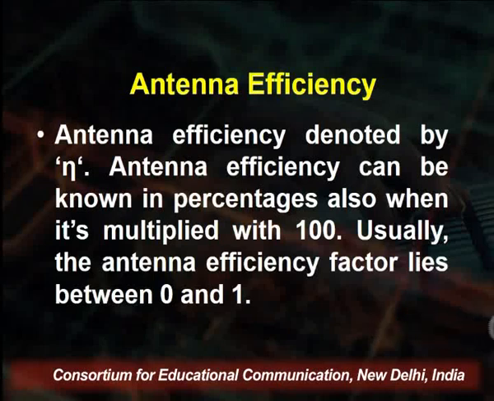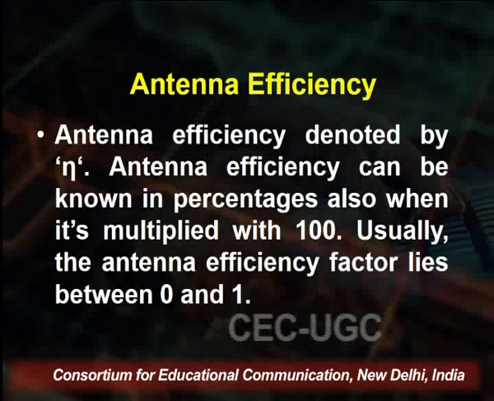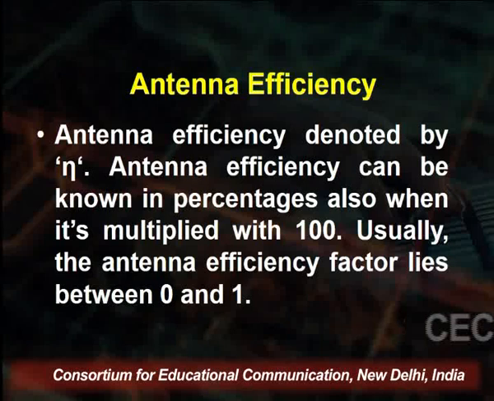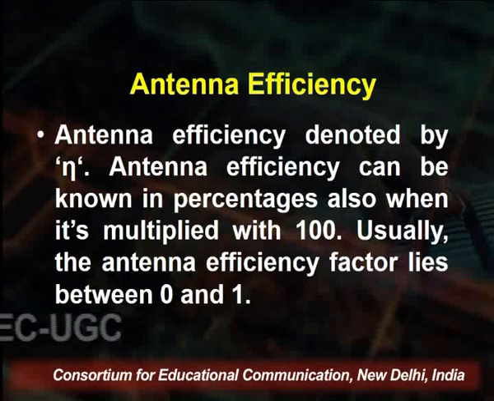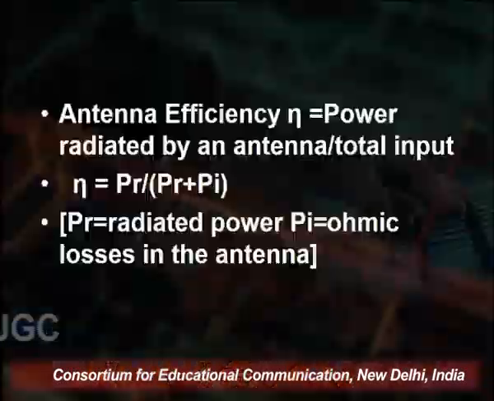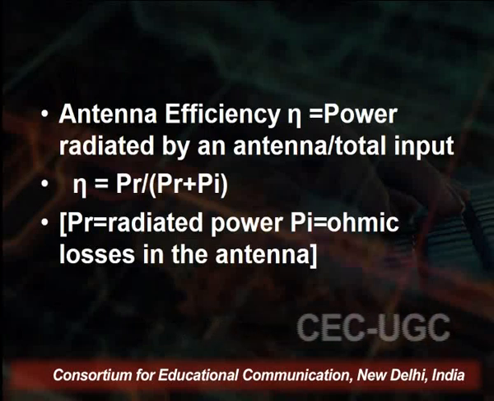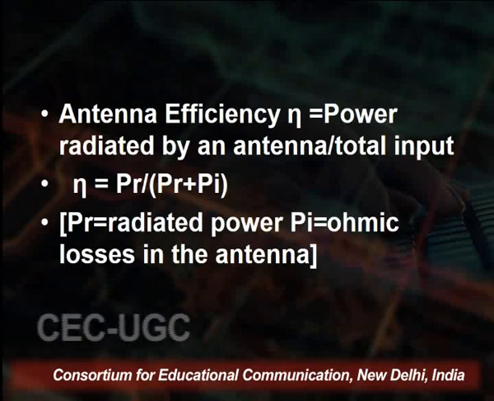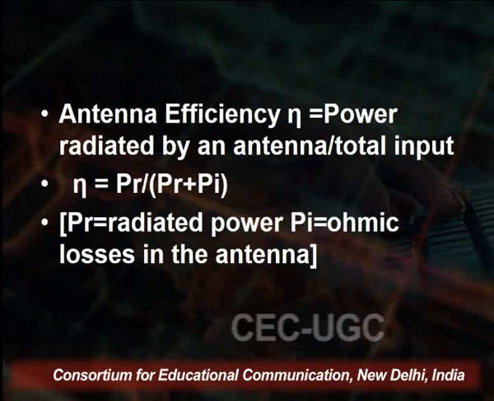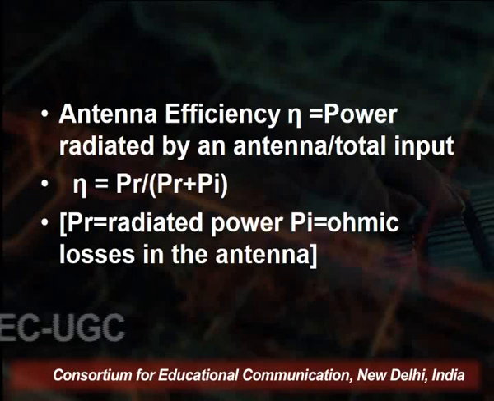Now the efficiency of an antenna is denoted by eta. The antenna efficiency can be expressed as a percentage when it is multiplied by 100. Usually the antenna efficiency factor lies between 0 and 1. Antenna efficiency is equal to the power radiated by an antenna divided by the total input power: how much power an antenna radiates and how much input we are giving. So on the given input, the output power radiated defines the antenna efficiency.